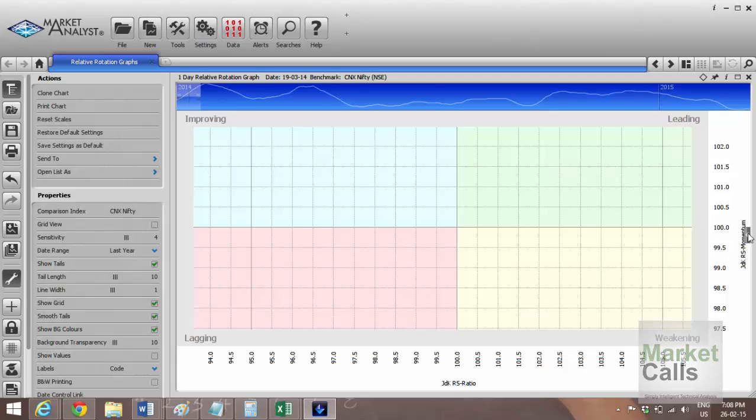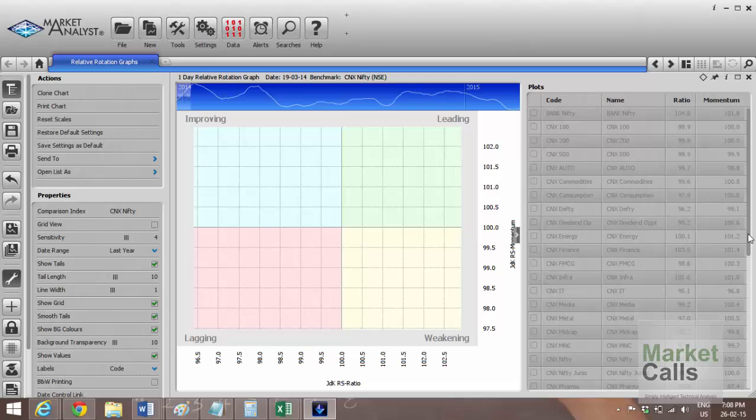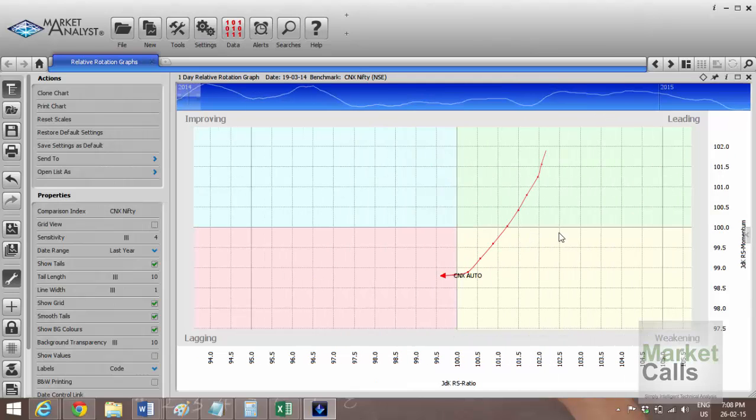I'm pulling up all the sectors here. First we'll try with one single sector. Let me try with CNX Auto. I'll add the CNX Auto sector. So what's happening with the auto sector? This is 2014. I'm just moving my timeline from 2014 to 2015, and you'll come to know how the auto sector is performing.